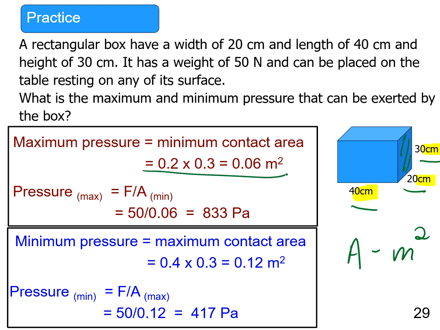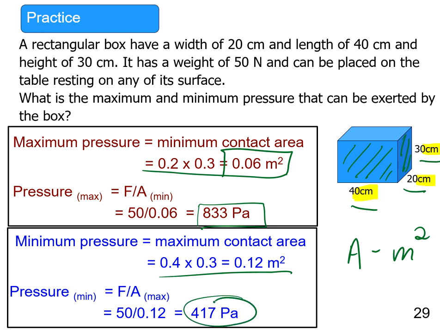So 0.2 times 0.3. So I've got the smallest contact area, and the weight has no change, 50 divided by the smallest area, I will get the biggest pressure. Similarly, if I take the force, which is again 50, no change, and I divide it by the maximum contact area, so in this case the maximum contact area is this big face over here, 0.12, then I will get a small pressure.